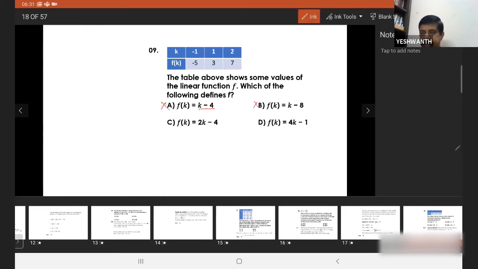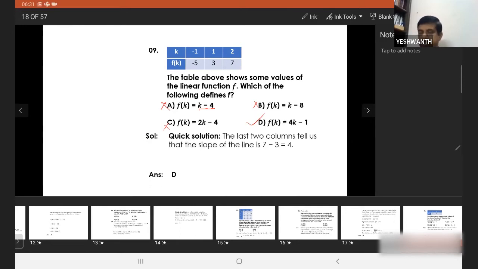Delete it. Let us go to this. F of -1 is -2 minus 4, which is -6. Deleted. So automatically the only one left over is the answer. But still, let us check and confirm it. Okay. F of -1 is -5. Accepted. F of 1 is 3. Got it. F of 2 is 8 minus 1, 7. So this is the correct option. Okay. Please note it fast, quick.